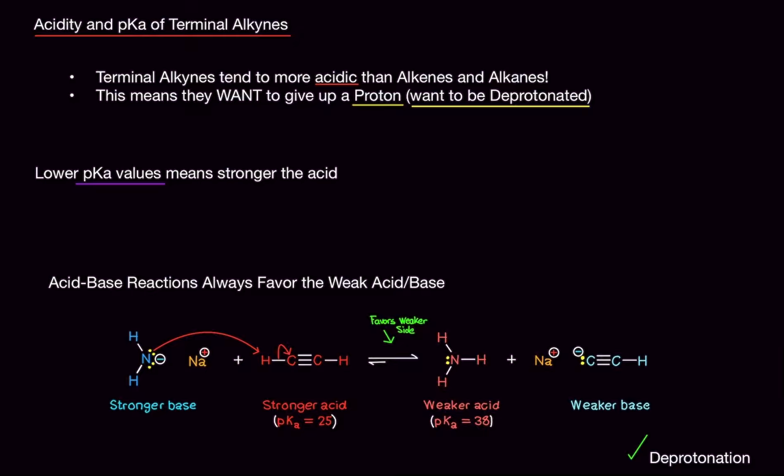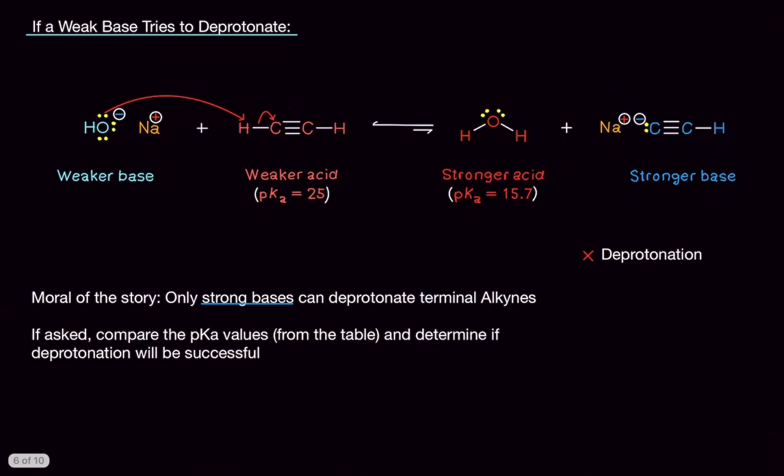the equilibrium is going to favor this side. In other words, the deprotonation is favored. It will happen. This is like saying the base is strong enough to deprotonate the alkyne. And this happens when the acid is stronger when getting deprotonated. Okay, hopefully that makes sense. Let me show you the other example the other way.